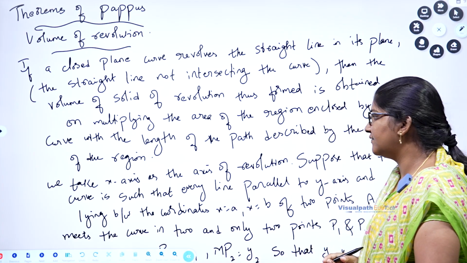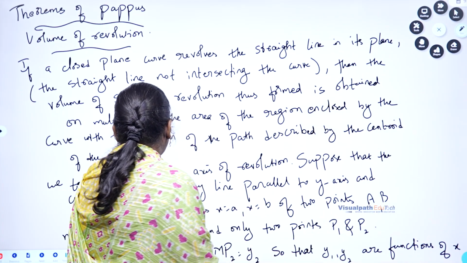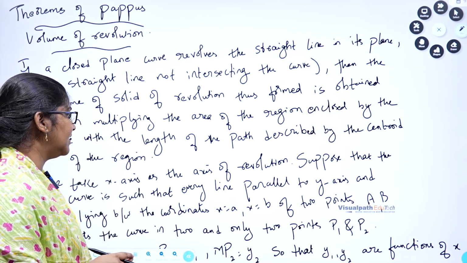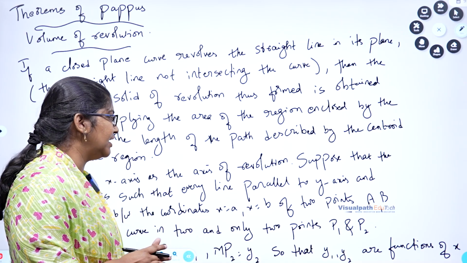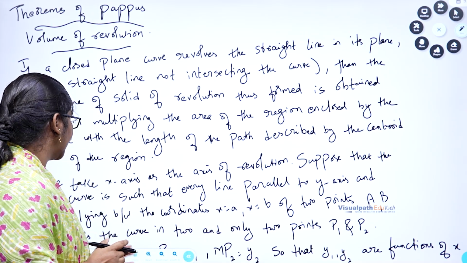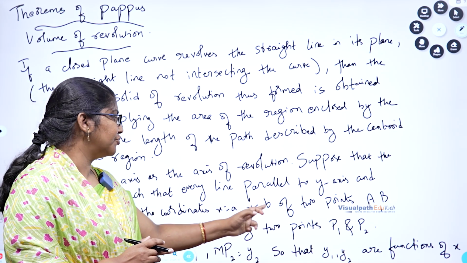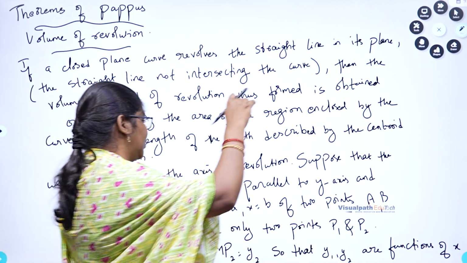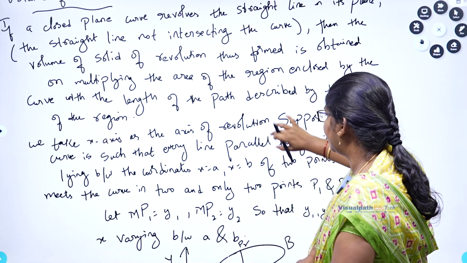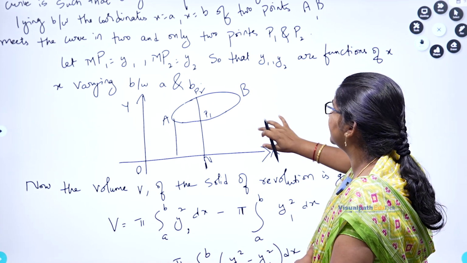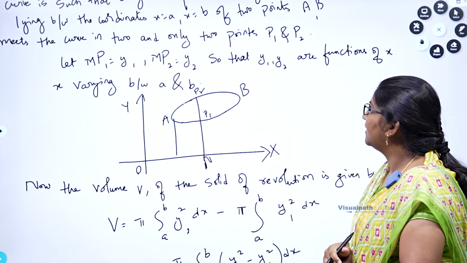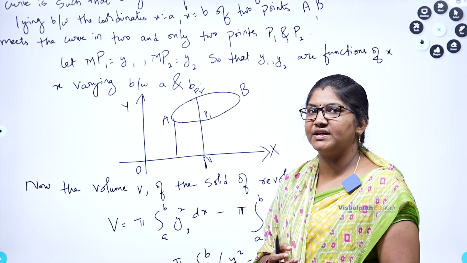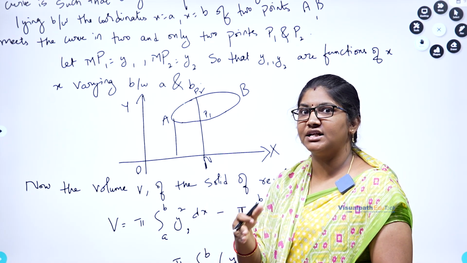Suppose that the curve is such that every line parallel to the y-axis and lying between the coordinates x equal to a and x equal to b meets the curve in two and only two points, P1 and P2. Let MP1 be equal to y1 and MP2 be equal to y2, so that y1 and y2 are functions of x. Y1 and y2 are functions of x means they are nothing but the Cartesian equations.